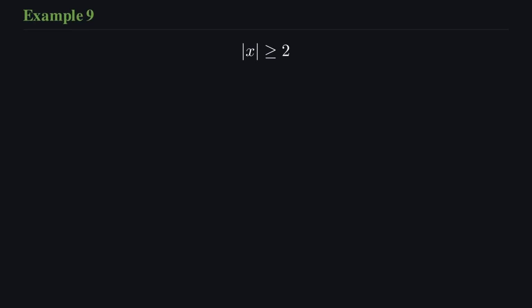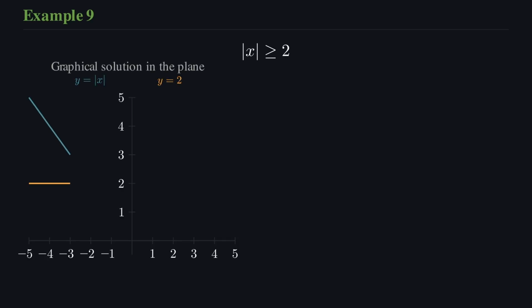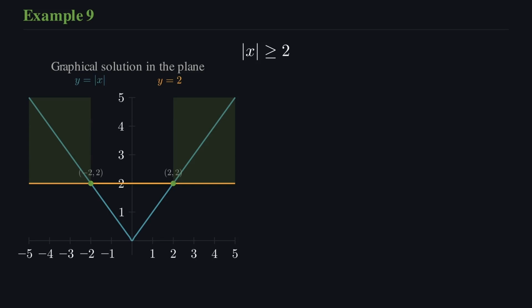Example 9. Solve the absolute value of x is greater than or equal to 2. Graphical solution in the plane: we draw y equals absolute value of x and the horizontal line y equals 2. Since the inequality is greater than or equal to, we take the parts of the V graph that lie on or above the line y equals 2. On the graph, the intersection points are at x equals -2 and x equals 2. Between these two x values, the graph lies below the line, and outside this middle region, the graph lies above or on the line. So we shade two outside regions in the plane, one left of x equals -2 and one right of x equals 2.